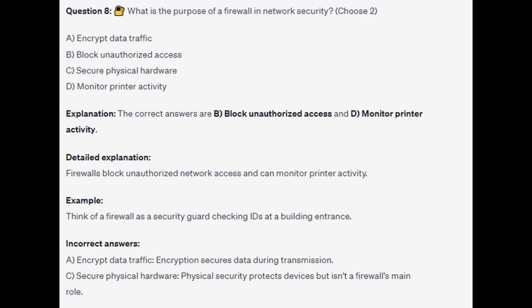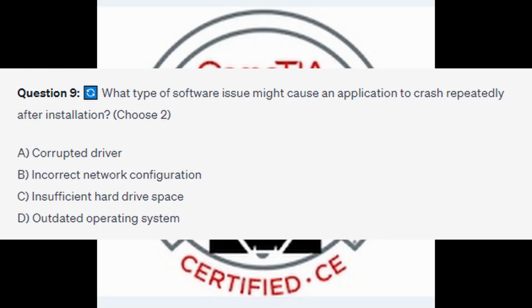And the correct answers are B and D, to block unauthorized access and to monitor printer activity. Firewalls block unauthorized network access and can monitor printer activity. Think of a firewall as a security guard checking IDs at a building entrance. And for the incorrect answers, encryption secures data during transmission, and physical security protects devices but isn't a firewall's main role.